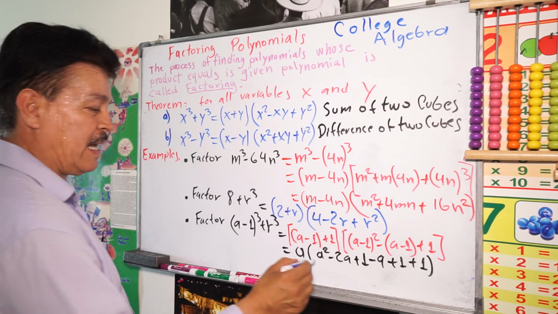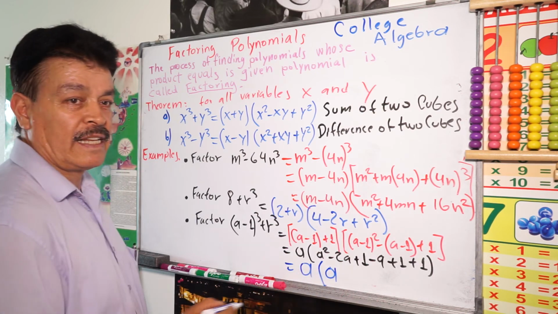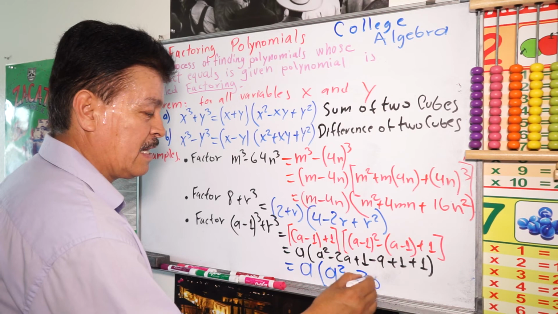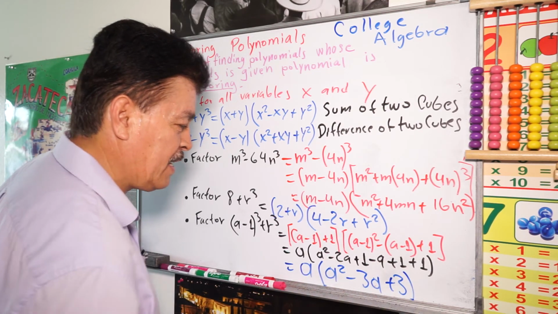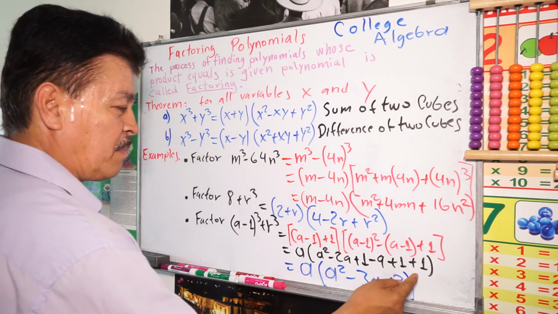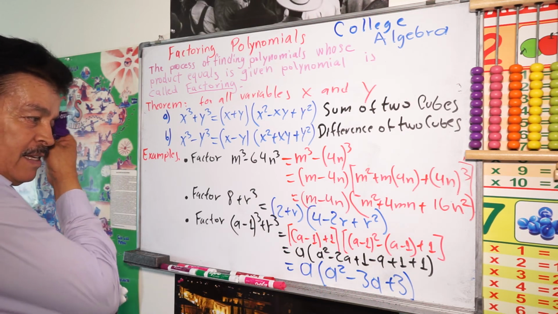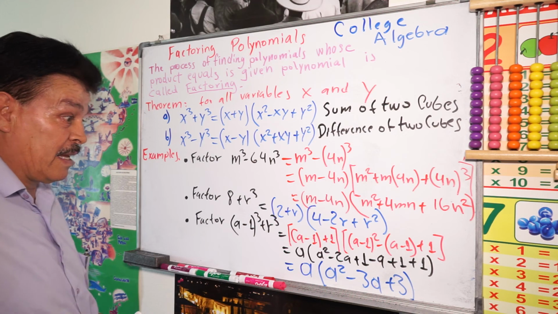It's going to be 8 times, now you got it here, a inside to the second power minus 3a plus 3. See? Got it? Plus 3 right there, and 3a. So that's the answer.